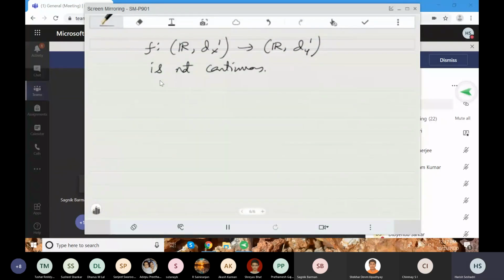So we would like a simple criterion which will guarantee that even when we change metrics within a certain class, the notion of continuity does not change. So I leave the following to you as an exercise, homework. Prove the following.